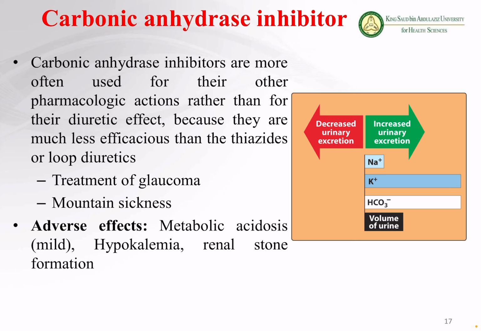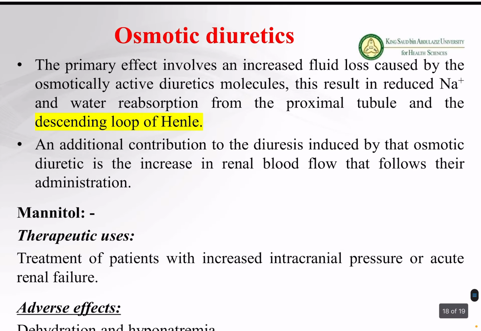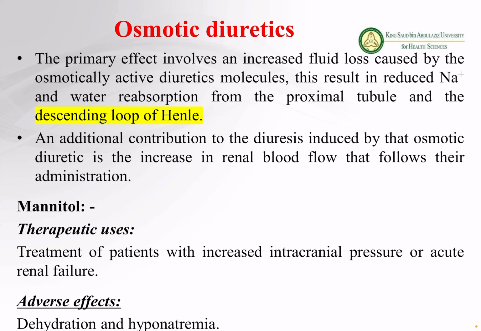Then we have the fifth type of diuretic, which is called an osmotic diuretic. Again, this diuretic is not used basically for the purpose of diuresis. The primary effect of these diuretics involves an increased fluid loss caused by the osmotically active diuretic molecule. This results in reduced sodium and water reabsorption from the proximal tubule and the descending loop of Henle.